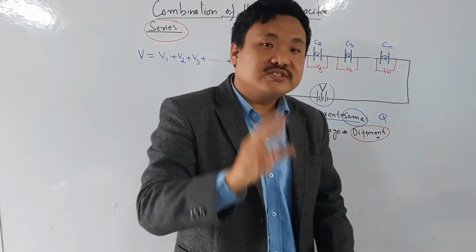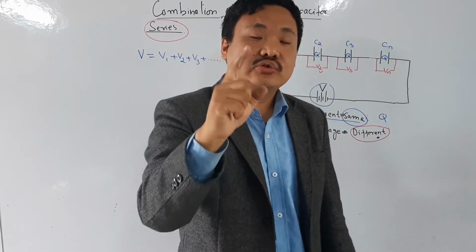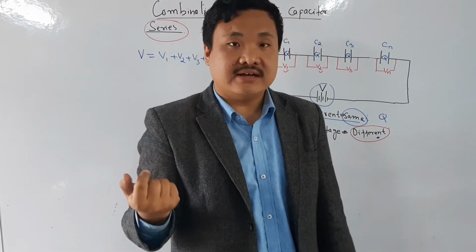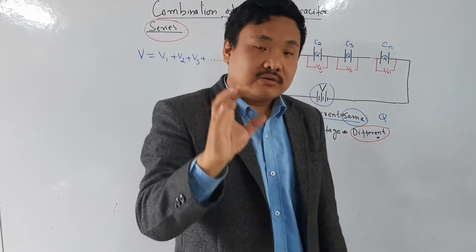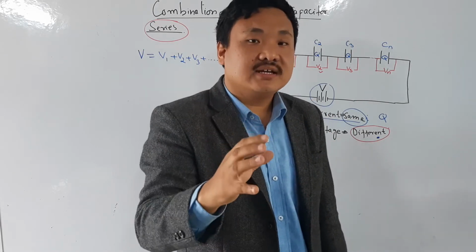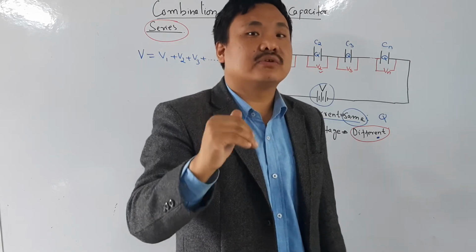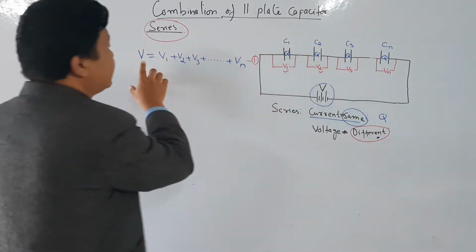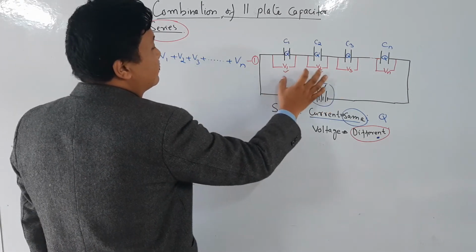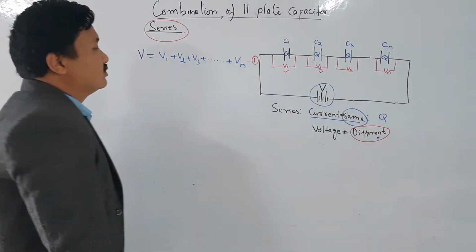The quantity which is different, we write its equation first and then solve. The one which is different, I have to write that equation first. So the different one is my voltage, so the total V is equal to V1 plus V2 plus and so on.